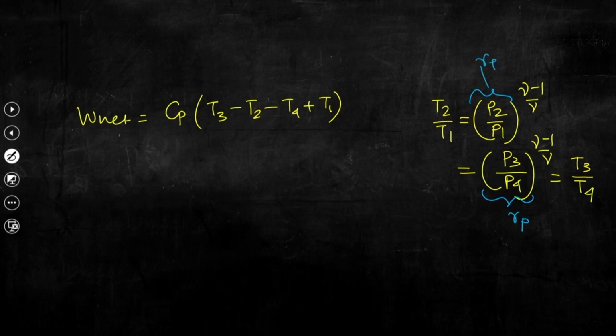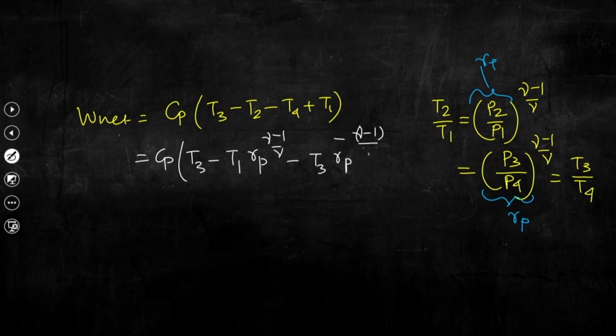So, that means what we can do here, we can write Cp into T3, T3 minus what is T2, that is T1 into Rp power (gamma minus 1) upon gamma, and this T3, T4 equal to T3 into Rp power minus (gamma minus 1) upon gamma plus T1. Why we are doing so?